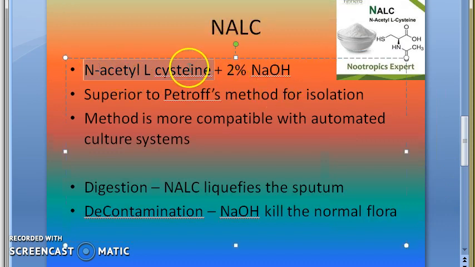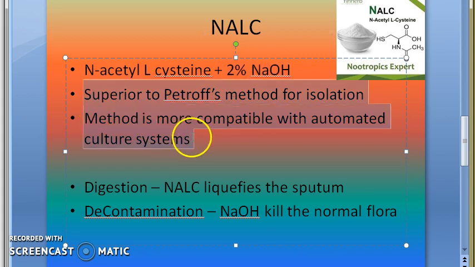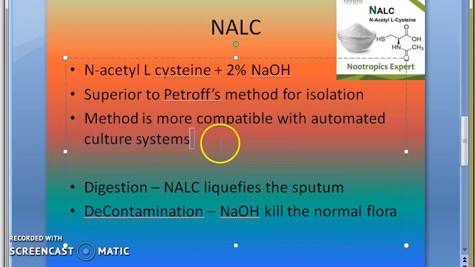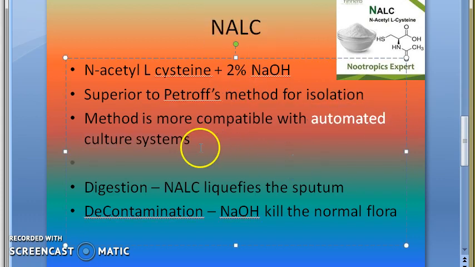Moving on to NALC, that is the N-acetyl L-cysteine plus 2% NaOH method. This method is better than Petroff's method for isolation, and more compatible with automated culture systems. Nowadays everything has become automatic, no? With such automated culture systems, NALC is better. NALC itself liquefies the sputum, so the digestion happens there. Decontamination is because of the 2% NaOH. You are using only 2% NaOH here, please pay attention. It kills the normal flora. Probably that's the reason they don't use acid, so they don't need to neutralize it.